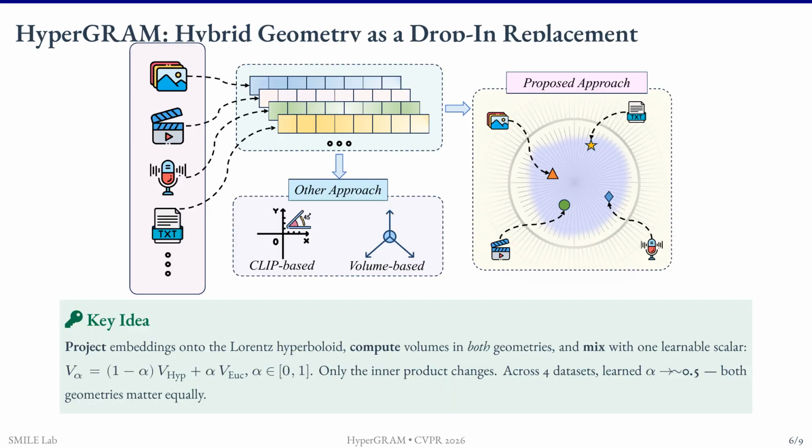So the pipeline: same encoders, same fusion, same training pipeline. The only change is how we compute the alignment score. We compute the volume in both geometries, then mix them with a single learnable weight across all 4 datasets. This weight converges to about 1/2. We didn't design that. Gradient descent discovered it. The model itself is telling us both geometries contribute equally. The cost: one scalar, and 3% extra training time. No architecture changes, a drop-in replacement for cosine similarity.